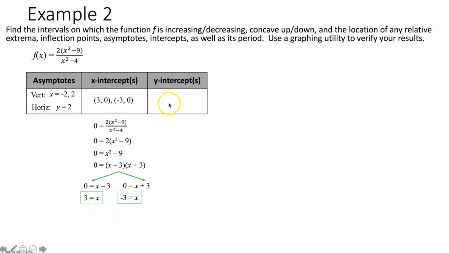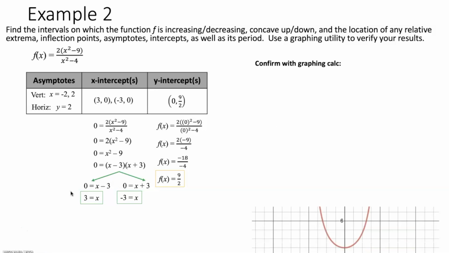For my y-intercepts, I'm going to plug in 0 for x and solve for y. So when I plug in 0 for x and I simplify, I end up getting 2 times negative 9 over negative 4, which simplifies to negative 18 over negative 4, which simplifies to positive 9 over 2. So I know that my y-intercept then of this function is going to be at (0, 9 over 2). Now let's confirm all of this with a graphing calculator.